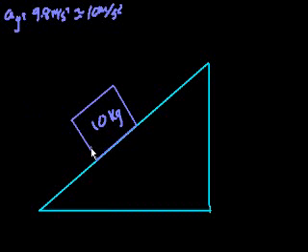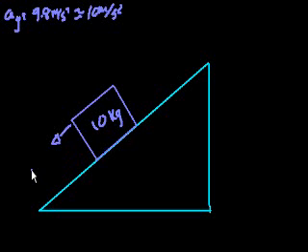So my question to you is, what is going to happen? And you could guess intuitively. We have a block on the side of this wedge of ice. It's naturally going to fall down the ice, right? It's going to slide down this side of the ice. So it's going to move in this general direction.